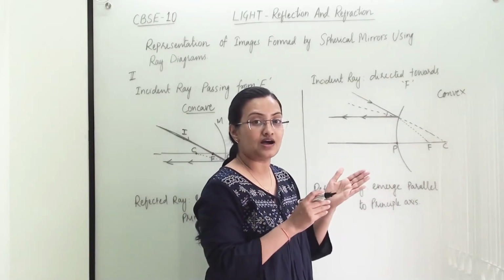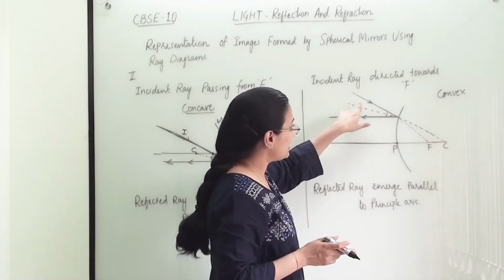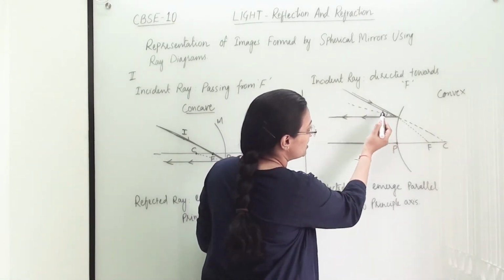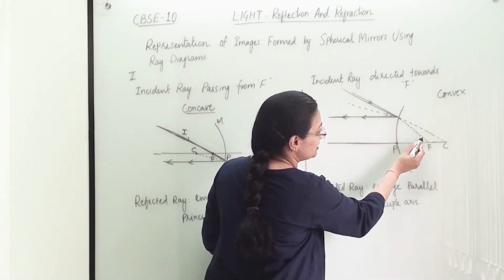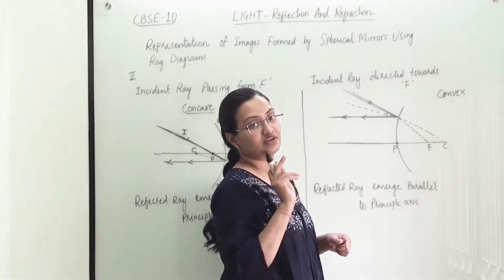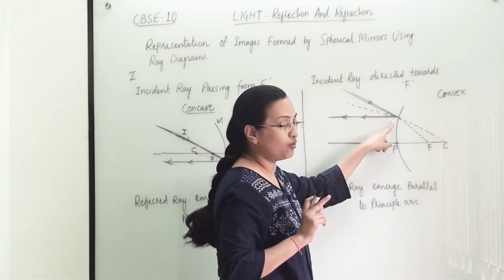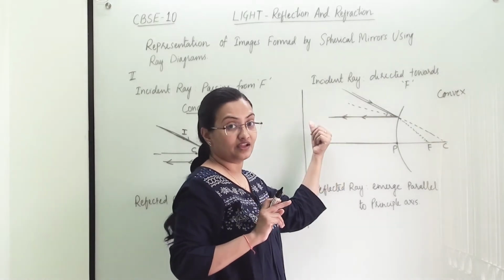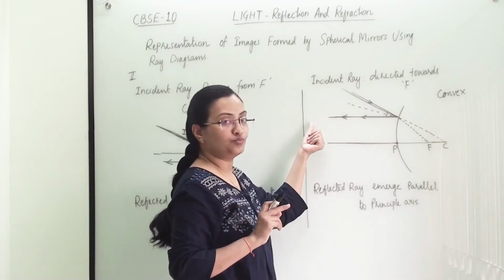So we cannot pass our incident ray through F. Here we are directing our incident ray towards F, such that if we extend it further behind the mirror, it will pass through F. That is how we will make this ray fall on the mirror. The emergent ray, or the reflected ray, which comes back from the mirror, will be parallel to the principal axis.